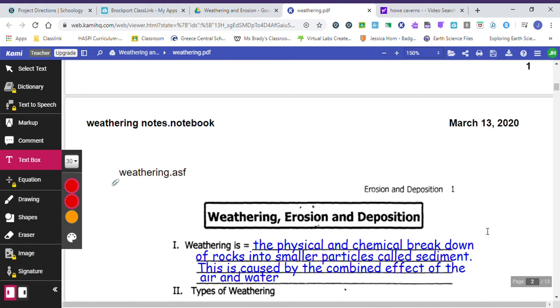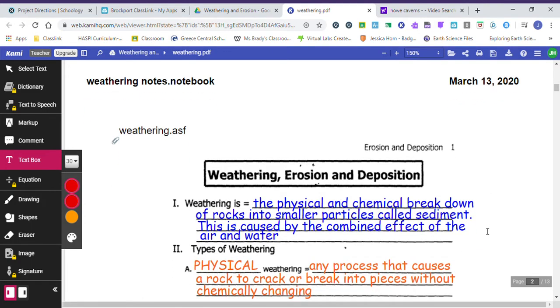There are two different types of weathering. We're going to start talking about physical weathering. To physically weather something is to actually take a rock and crack it or break it into pieces without changing it into a different rock.